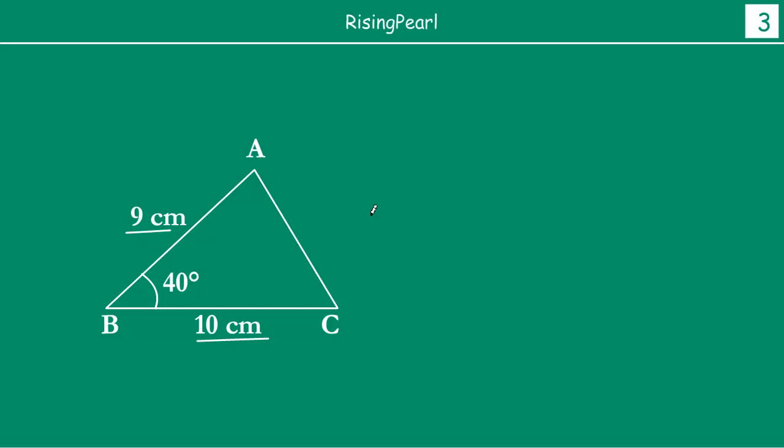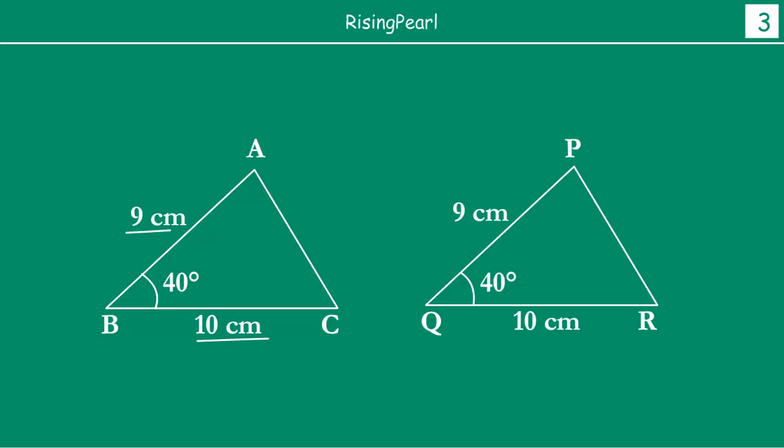Now अभी दोस्तों what we will do is, right next to this we are going to draw a second triangle, and यहाँ पे दोस्तों what we do, we draw triangle PQR in a way that जो base है QR, it is the same as 10 centimeter. जो angle है Q, that angle is same as angle B, which is 40 degrees. And PQ is same as AB at 9 centimeter.